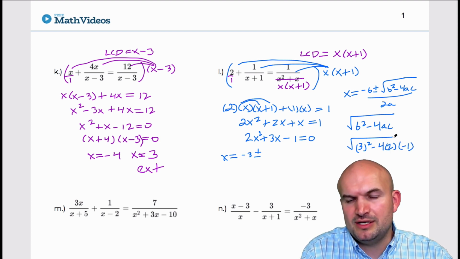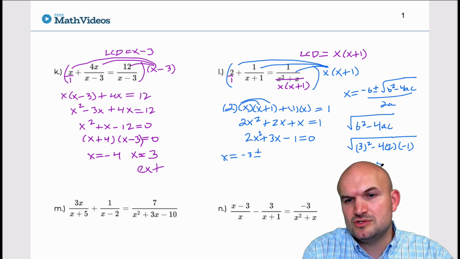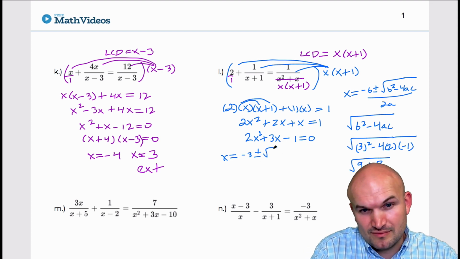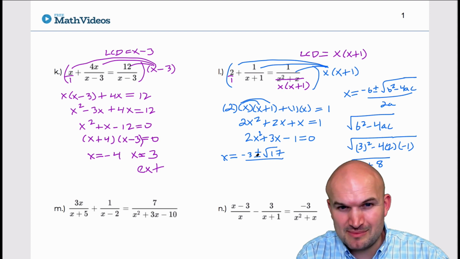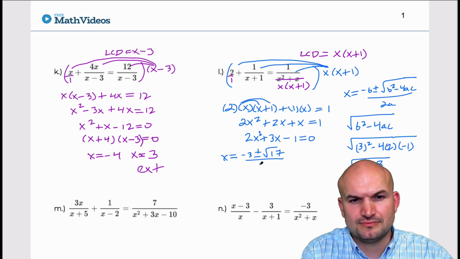Okay, so that will give me a discriminant here. This gives me 9, and then that's a negative 8. So that's a positive 8, so plus 8. So that gives me the square root of 17. So that's nice, so I can just go ahead and write that in there. Square root of 17 over 2 times a, which would be 4.